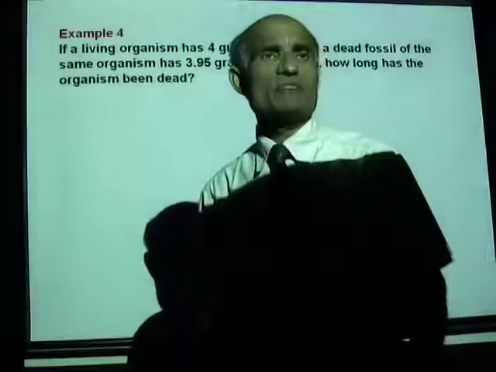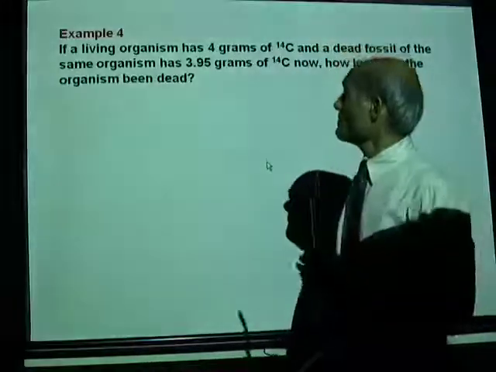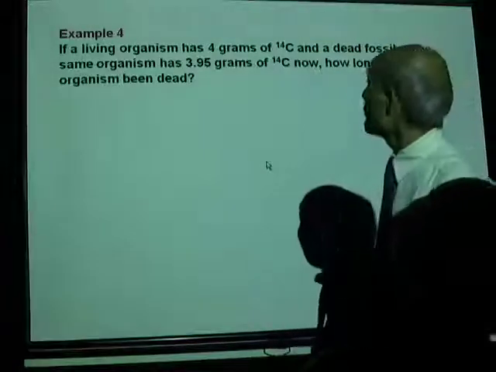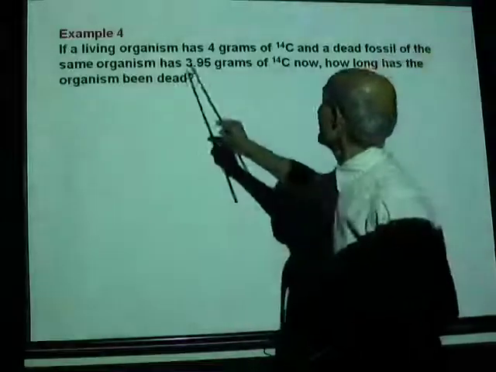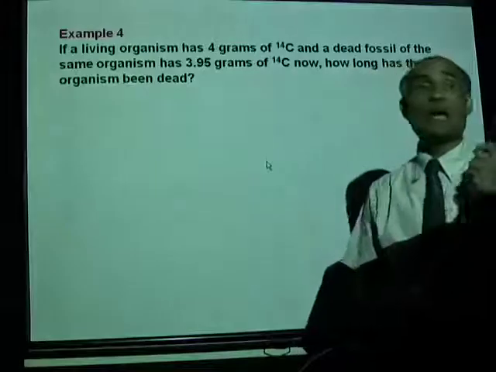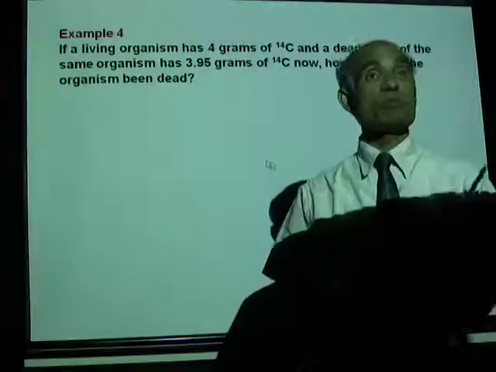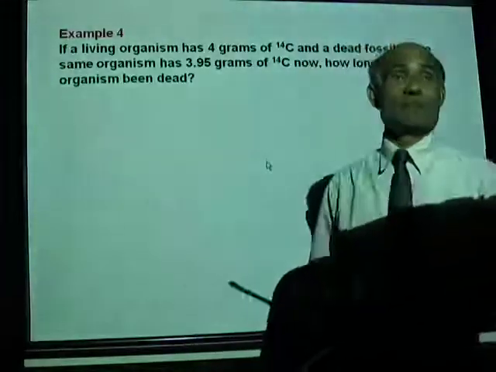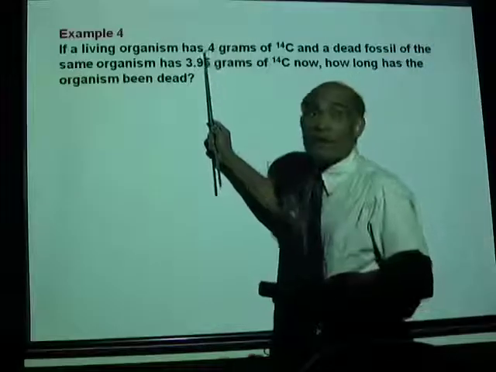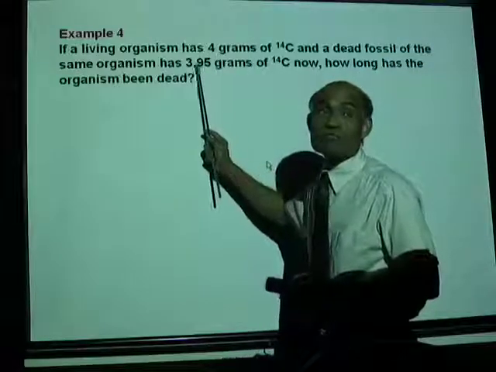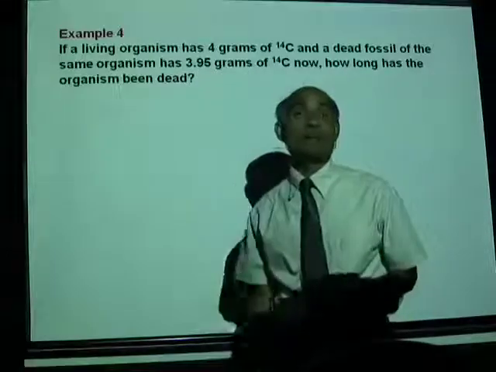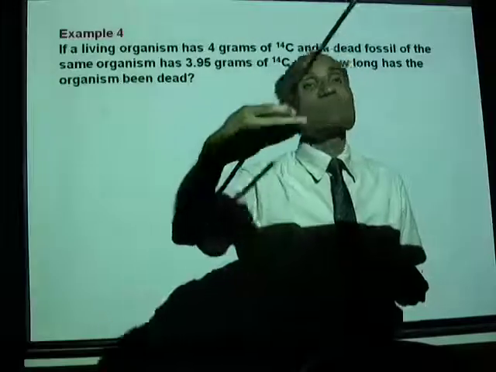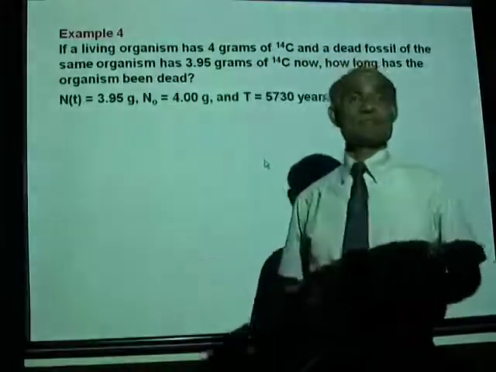Let's see whether I can illustrate that using a problem. If a living organism has 4 grams of carbon 14 and a dead fossil of the same organism has 3.95 grams of carbon 14 now, how long has the organism been dead? Well, the original 4 grams of carbon 14 has been reduced to 3.95 grams of carbon 14. And since we know the half-life, we can now find out the time taken for that decay to take place.